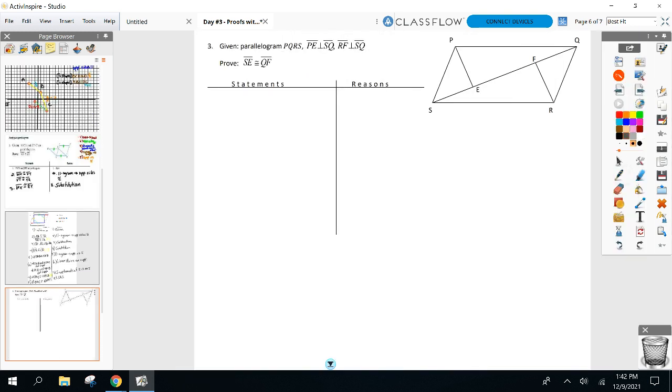Oh, we're not done. Go ahead, set yourself up for this one. You guys have SE congruent to QF on this one, correct? That's what you're asked to prove on this one? Yeah. Okay, just making sure, because different classes have different proofs.